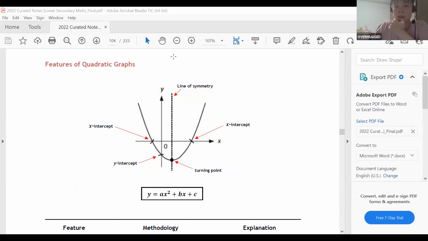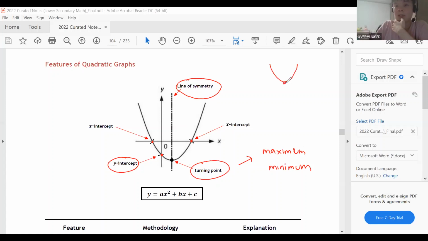Alright, moving on. Features of a quadratic graph. You have the x-intercepts. X-intercept is where the graph cuts the x-axis, and your y-intercept is where the graph cuts the y-axis. Questions may ask you for the line of symmetry. It's where the line cuts the graph into two equal halves, more or less. And your turning point will be along the line of symmetry. Your turning point can be a maximum or minimum point.